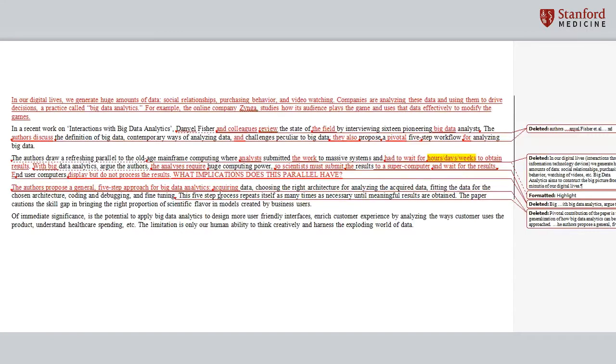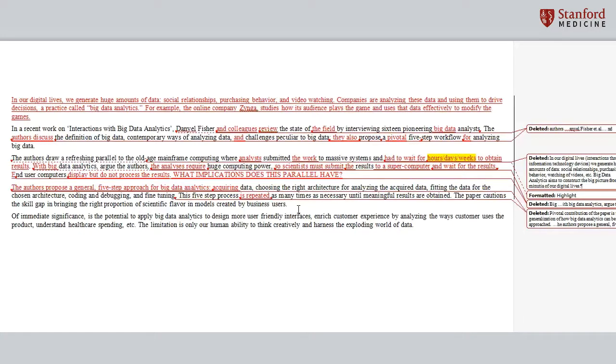This 5-step process repeats itself as many times as necessary until meaningful results are obtained. Now, I'm actually going to put a passive voice here. This 5-step process is repeated. The reason is I don't think the process repeats itself. Is it self-sustaining? I'm not sure. It kind of seems like there must be somebody involved in repeating those steps.